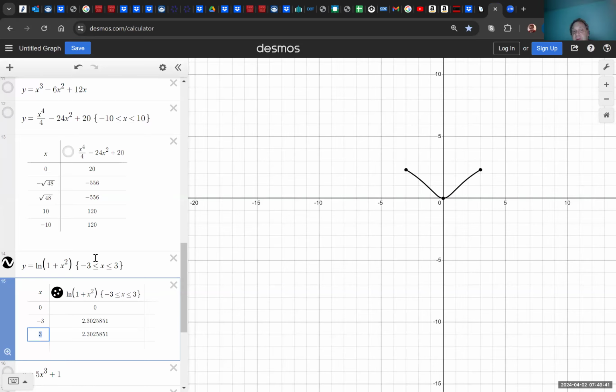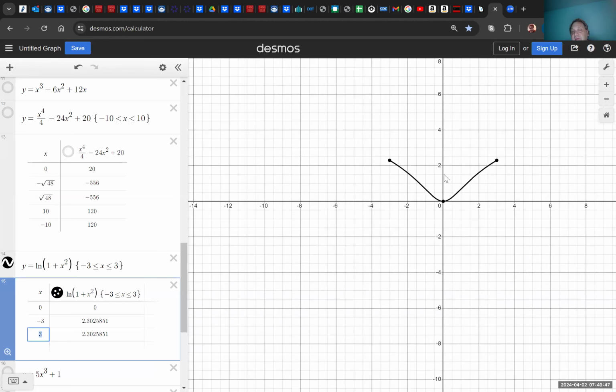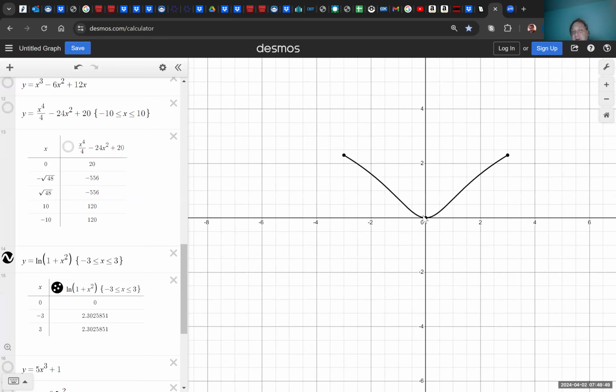Here's the function, y equals 1 plus x squared. I restricted it from -3 to +3, just so visually it's a little easier to see. You can see that the very lowest the graph goes is right here, which is at a y value of 0, x equals 0, y equals 0.